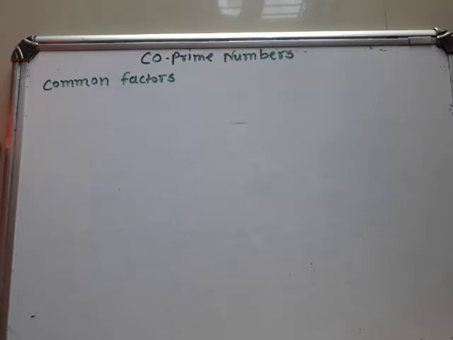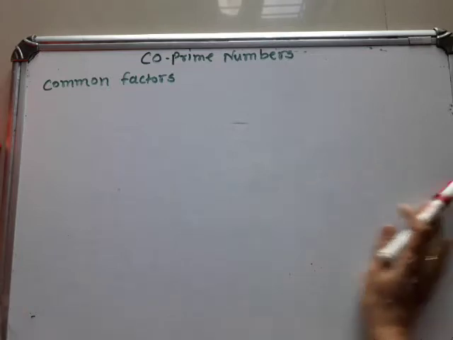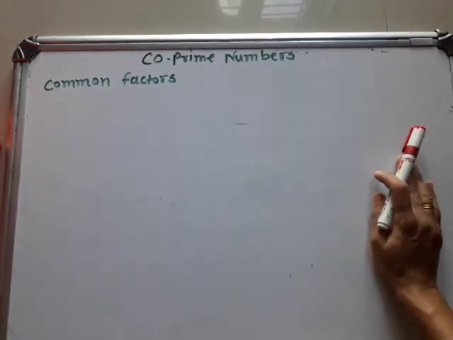In the last sessions, we saw prime numbers, co-prime numbers, and divisibility rules. So today we see what is meant by co-prime numbers. Okay, see here. Before that, we see the common factors.